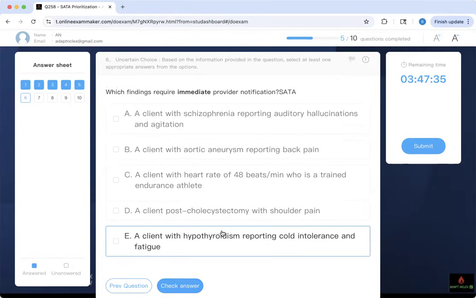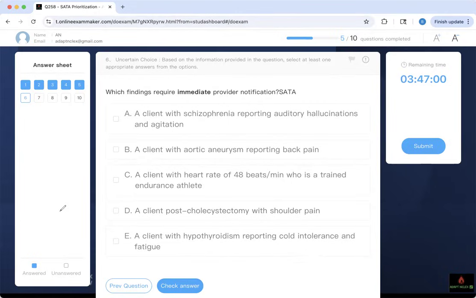A client with schizophrenia reporting auditory hallucination and agitation. A client with aortic aneurysm reporting back pain. A client with a heart rate of 48 who is a trained endurance athlete. A client post cholecystectomy with shoulder pain. A client with hypothyroidism reporting cold intolerance and fatigue. You know the answer. The way I read it, you can tell. But I just want you to use the strategy. Go back with the concept. Stop the video. Put your answer down.